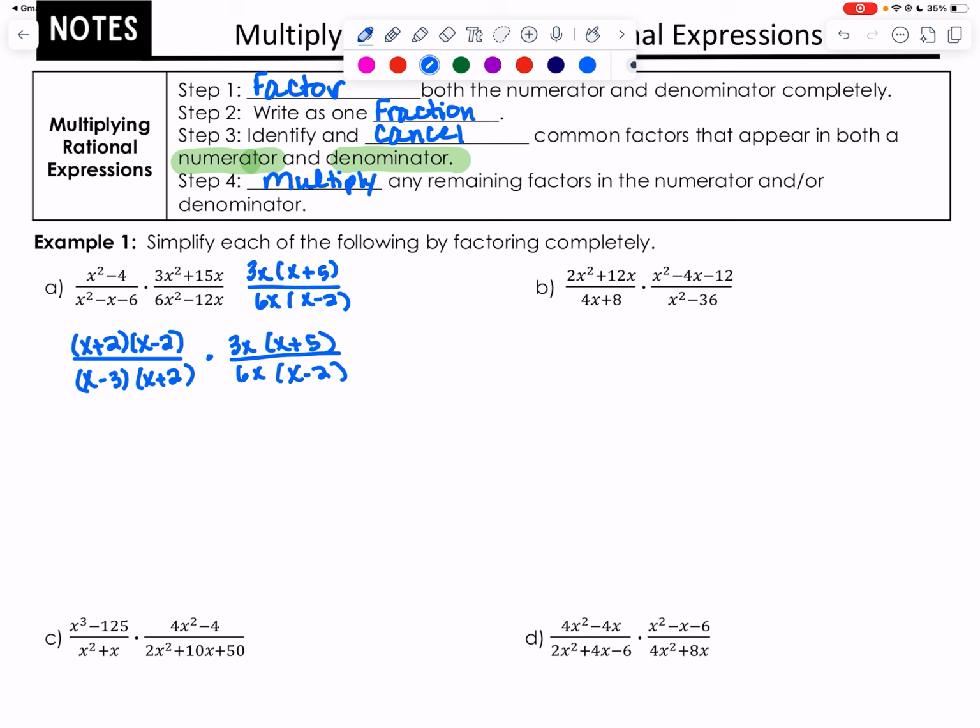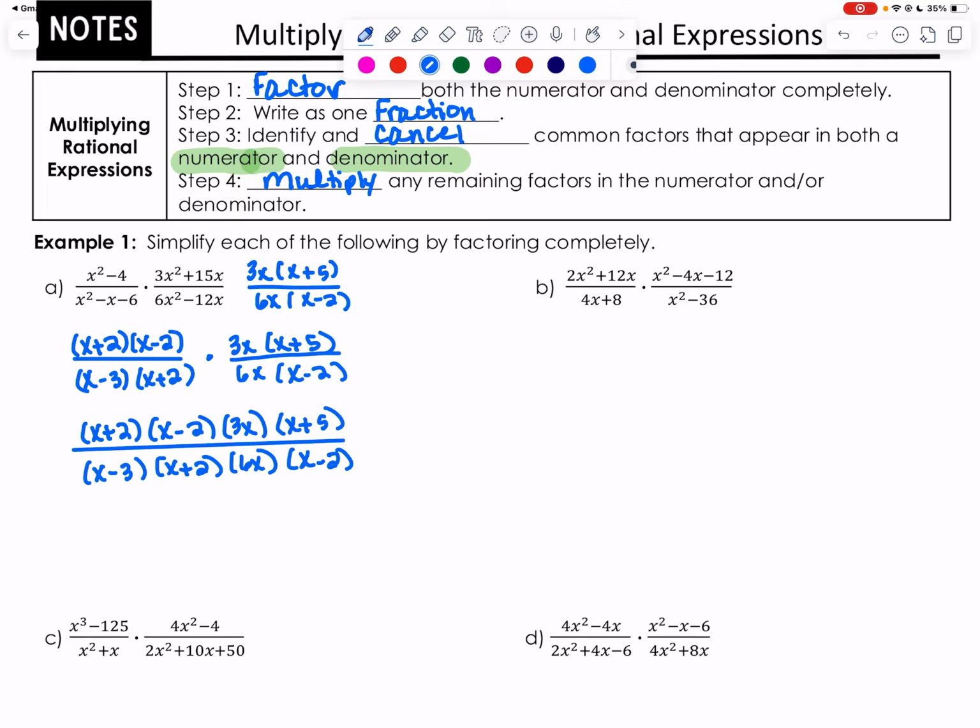Step two, they want you to write this as all one fraction. So I'm going to make a really big fraction. So the numerator of my new really big fraction would be x plus 2, x minus 2, times 3x times x plus 5. You don't have to put the 3x in parentheses, but for right now I will. All over. Now I'm going to do the same thing on the bottom. X minus 3, x plus 2 times 6x times x minus 2.